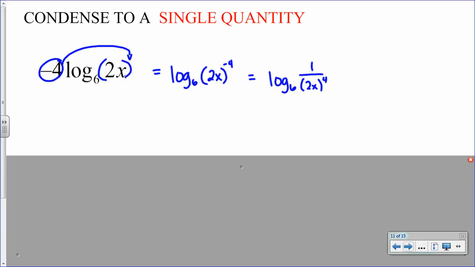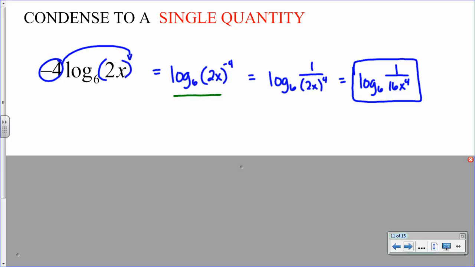Okay, and then I can go ahead and simplify that. So it's log base 6. 2 to the 4th is 16. x to the 4th is x to the 4th. So again, this is the main thing that I care about that you know right now, that the number out front can move to the exponent. The last two steps is just simplifying.